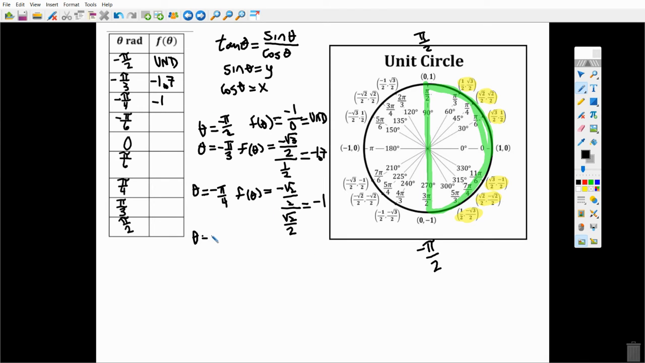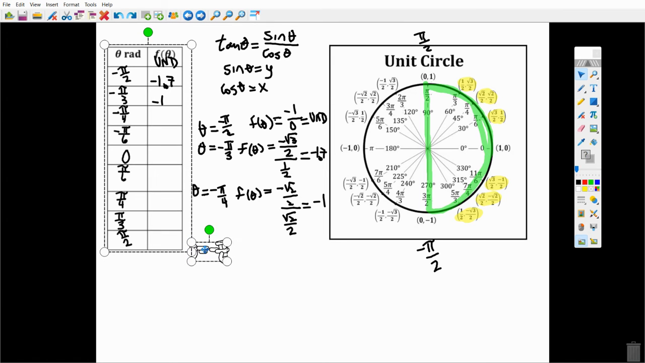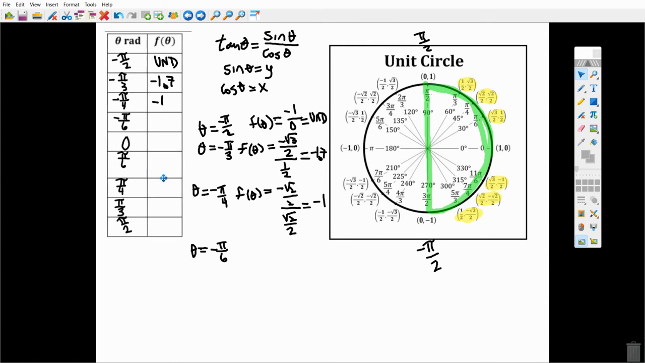At theta equals negative pi over 6, we end up with f of theta. Our function tangent is going to be, at negative pi over 6, negative 1/2 divided by radical 3 over 2. And I plug it into my calculator. That's negative 0.6.